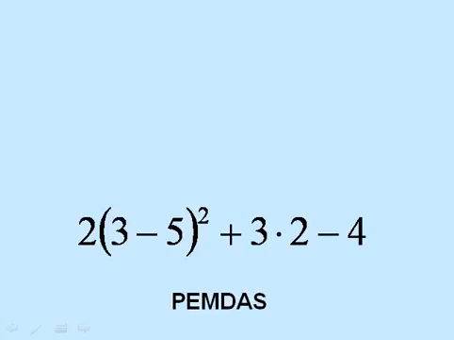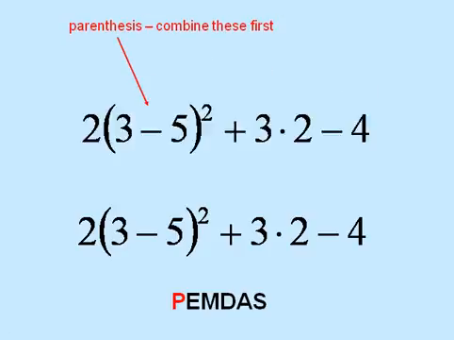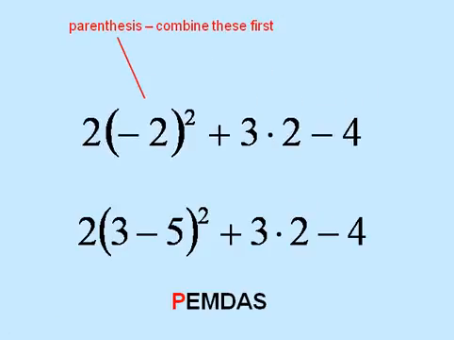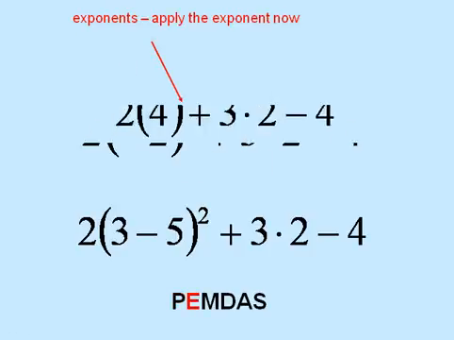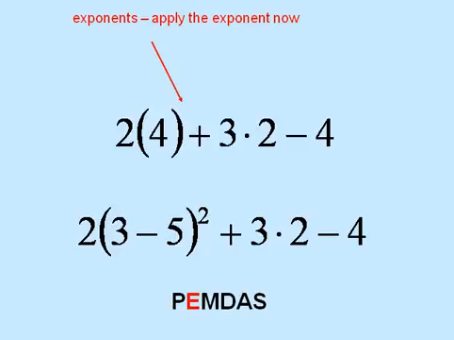Let's say we had this problem. The first thing we're going to simplify is inside the parentheses. So what is 3 minus 5? Well, 3 minus 5 is negative 2. The next thing to simplify is the exponent, negative 2 to the second power, which in this case will be positive 4.